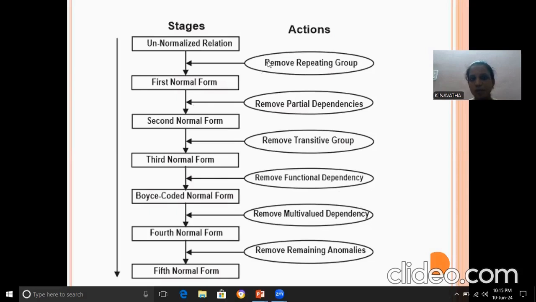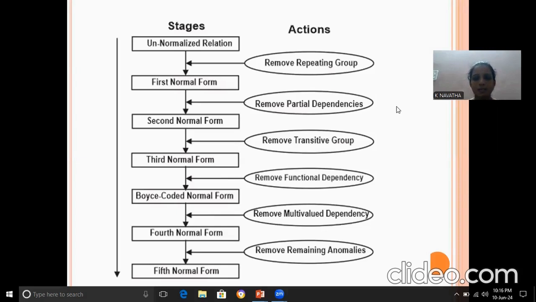What is removed? Repeating groups. For the first to the second, we remove partial dependencies. Then second to third, remove transitive dependencies. Then third to Boyce-Codd normal form, remove functional dependencies. Now Boyce-Codd normal form to fourth normal form, remove multi-value dependencies. Fourth to fifth, remove remaining anomalies. These are the stages we perform for the normal forms and the actions to be performed.